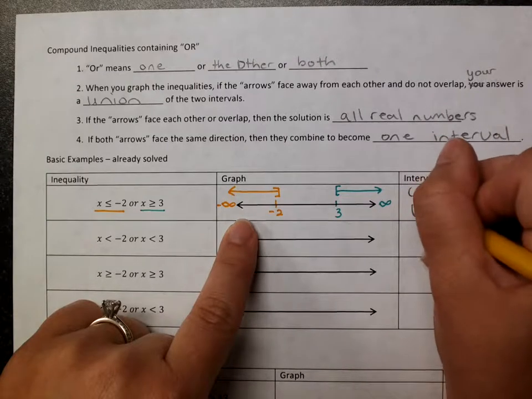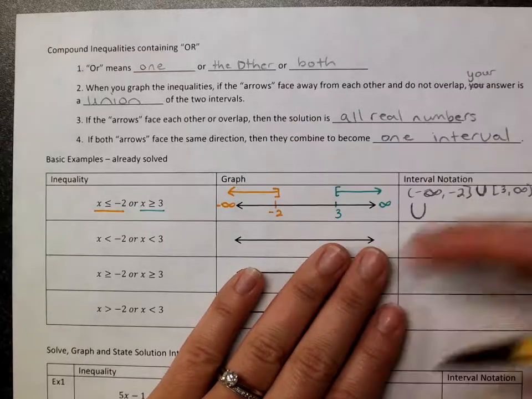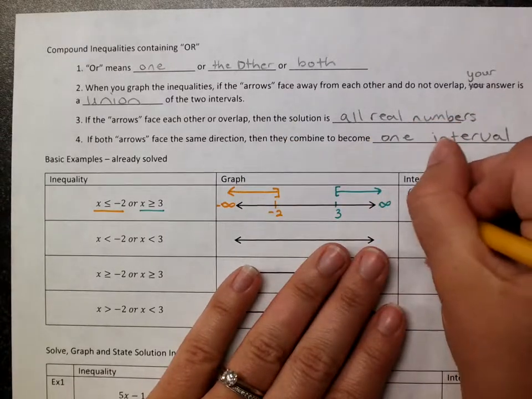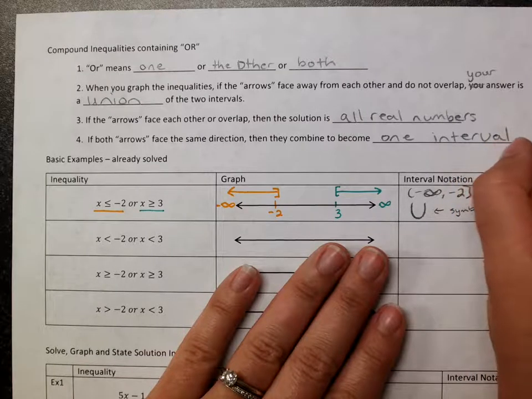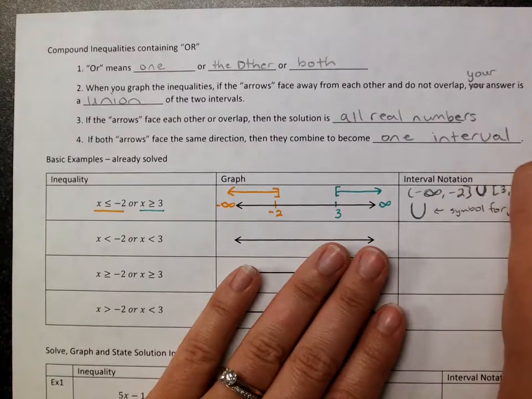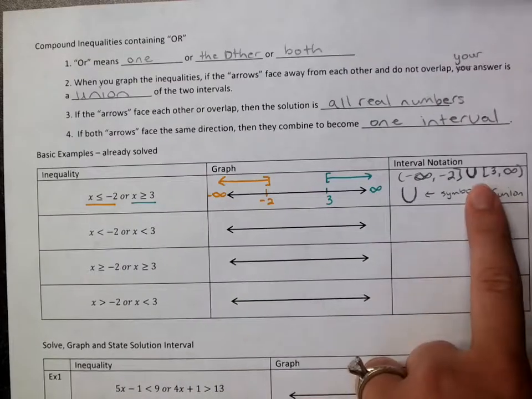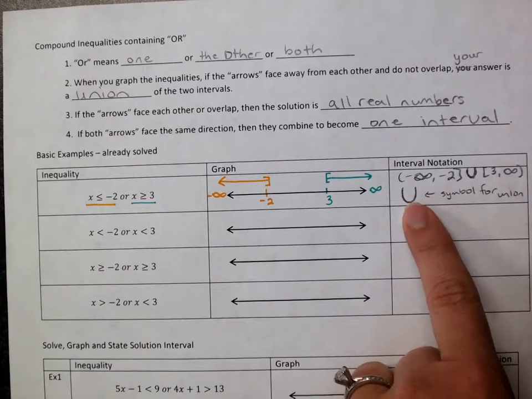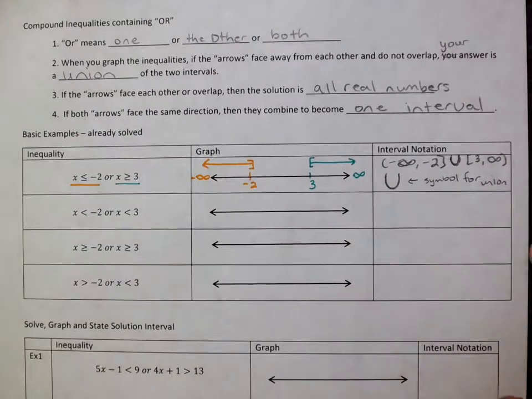So this curved U, it's not really the letter U, it just looks like a U, it's more of a horseshoe kind of curve, is the symbol for union. It's kind of like just putting them together. There's a gap in between them, the horseshoe shape connects them. That's the symbol for union.